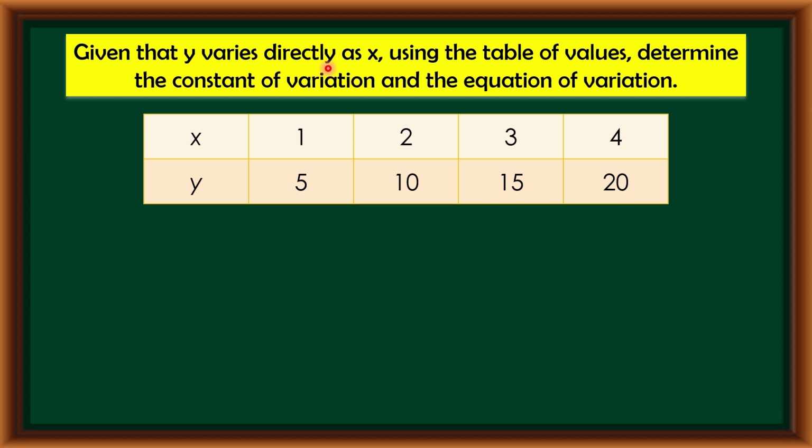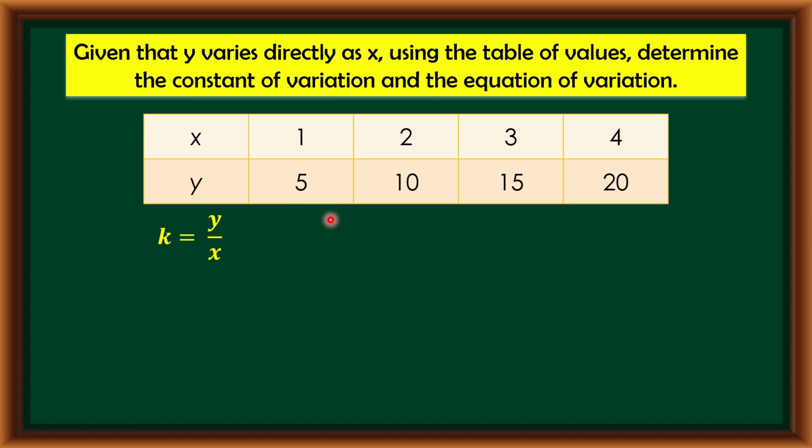Given that y varies directly as x, using the table of values, determine the constant of variation and the equation of variation. In solving for the constant of variation, like what I told you a while ago, the constant is equal to y over x. So we simply substitute the values of x and y into our equation here to find the constant of variation. Let us start with the first column.